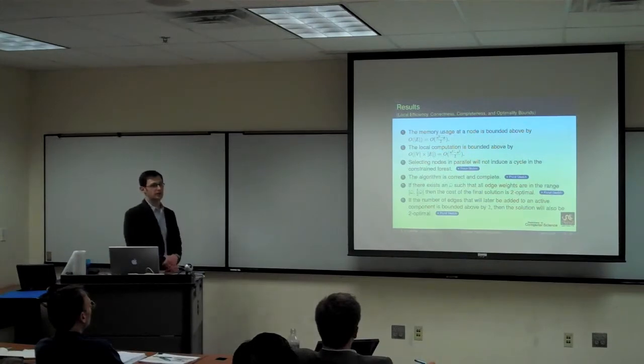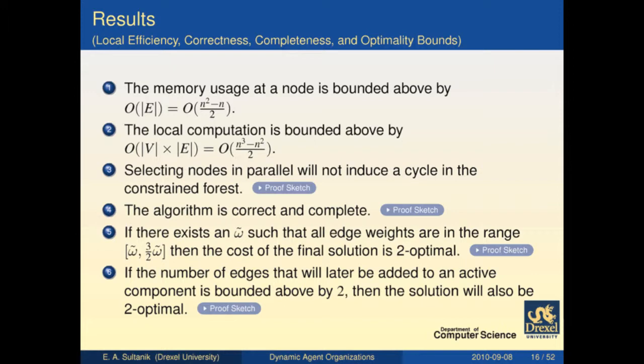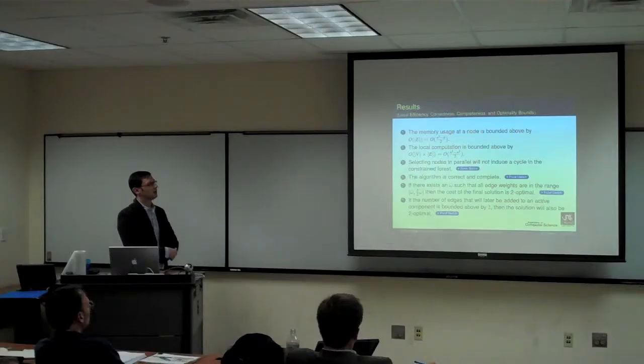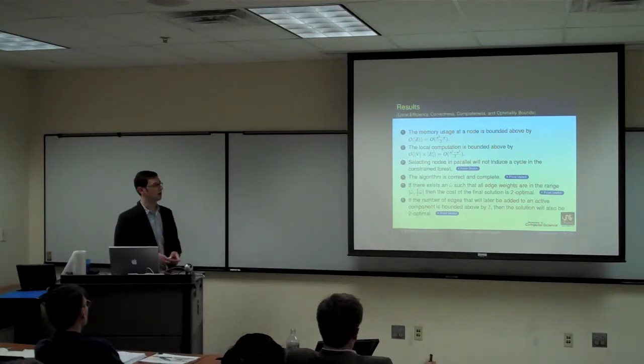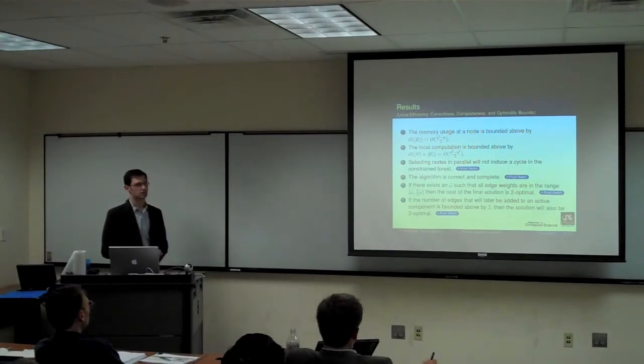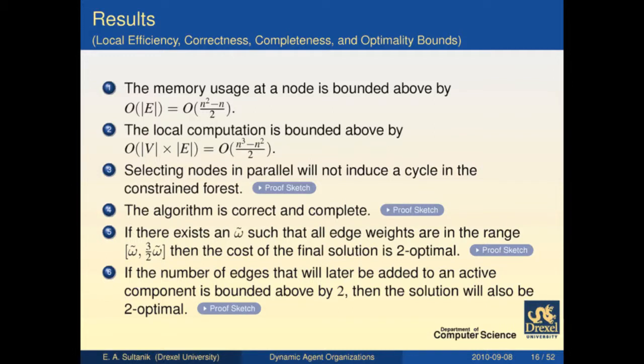So some properties of this algorithm. First, we have polynomial local runtime and memory usage. We also have a proof that selecting nodes in parallel will not induce a cycle in the constraint forest. The assumption that makes that happen is that every vertex has a unique identifier, which is, we think, a reasonable assumption for most problems. The algorithm is correct and complete.